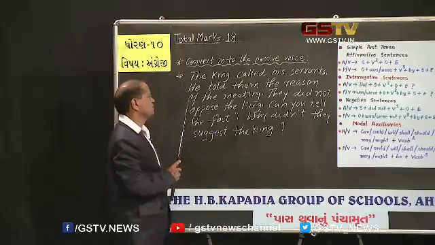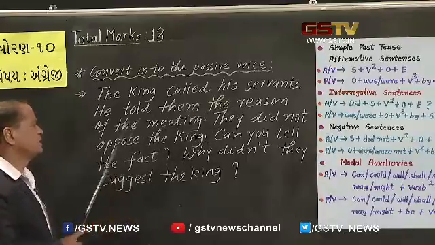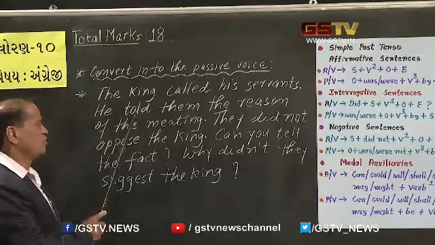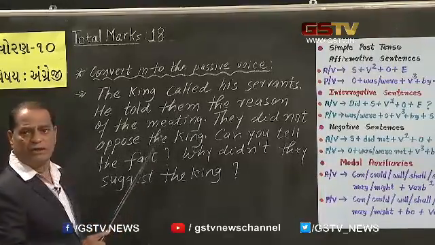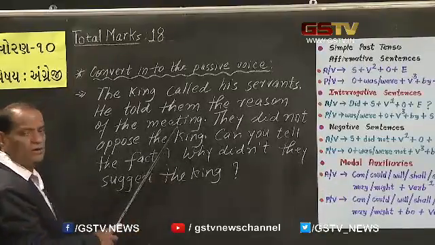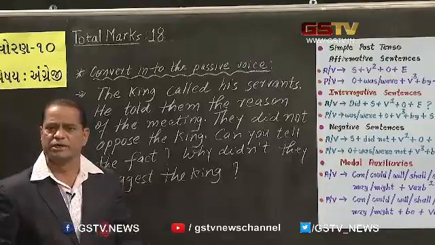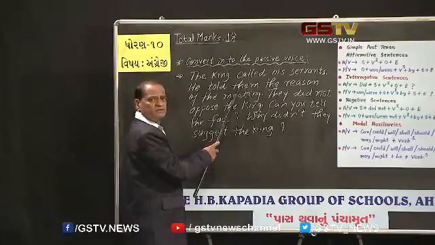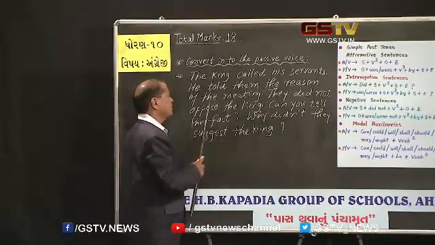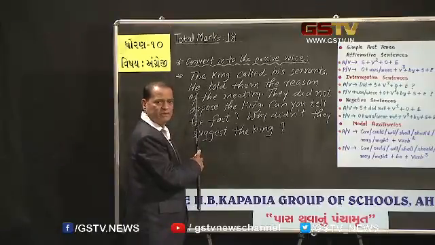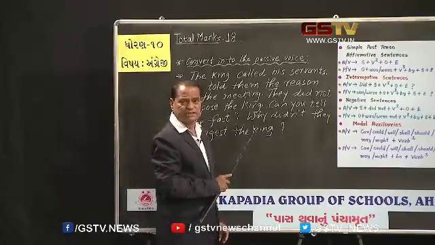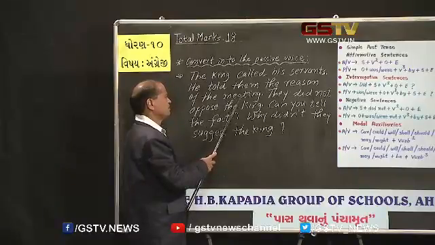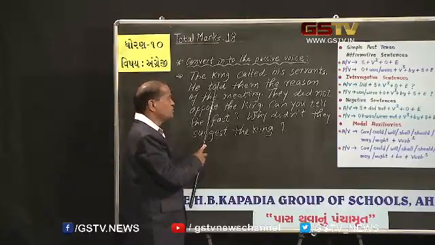Now the second sentence: He told them the reason of the meeting. He means subject, told is the verb, object is them, and another object is given, the reason of the meeting. This sentence can be converted into passive voice in two ways. First, they were told the reason of the meeting by him, and you can change this sentence in this way also: the reason of the meeting was told to them by him.